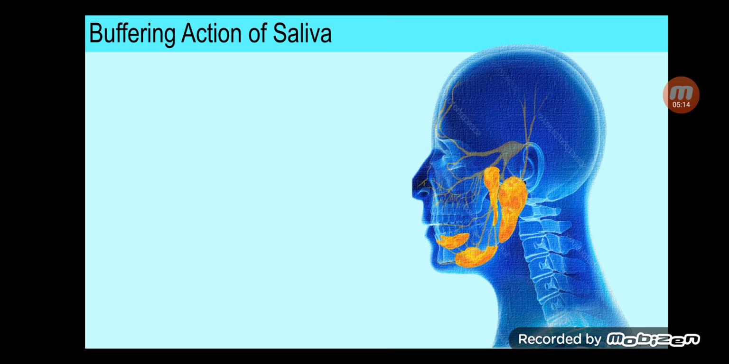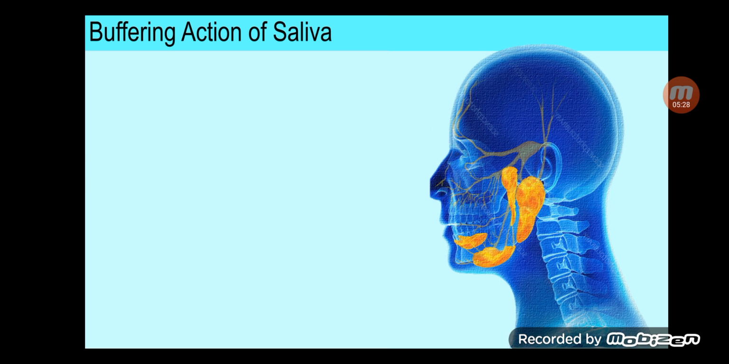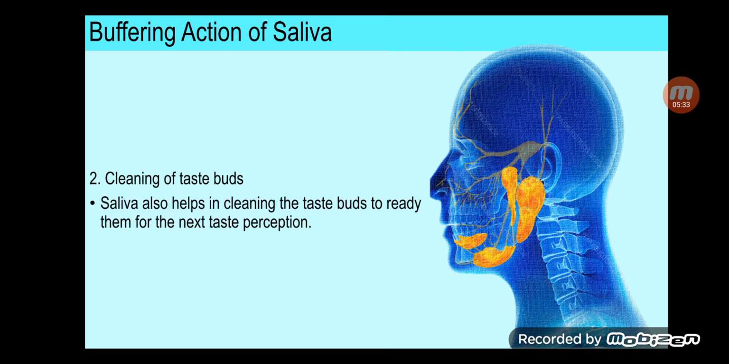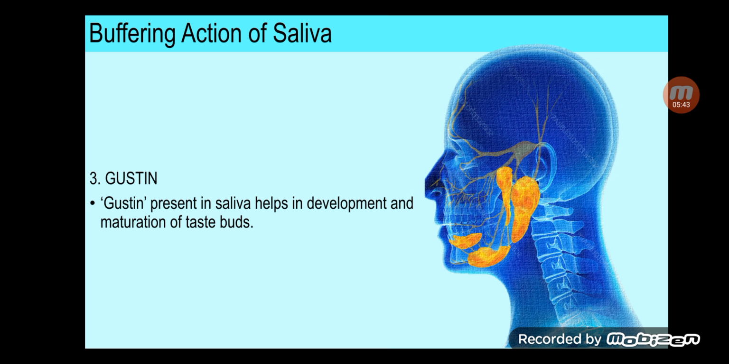Another function of saliva is taste sensation. Saliva has a solvent action, and taste can be perceived only when the substance is dissolved, so the solvent action of saliva is very important in the perception of taste. Saliva also cleans the taste buds, making them ready for the next taste, and that's how it helps in taste perception. There's also gustin in the saliva, which helps in the development and maturation of taste buds.